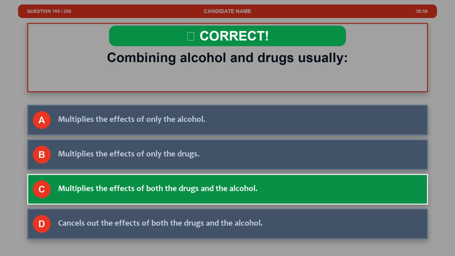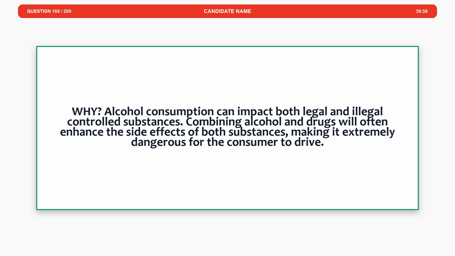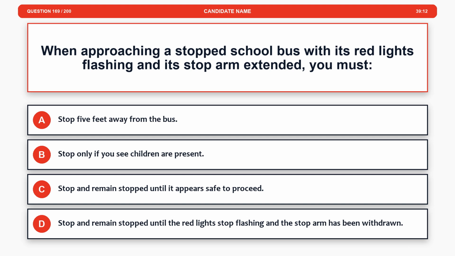The correct answer is option C. Multiplies the effects of both the drugs and the alcohol. Explanation. Alcohol consumption can impact both legal and illegal controlled substances. Combining alcohol and drugs will often enhance the side effects of both substances, making it extremely dangerous for the consumer to drive.